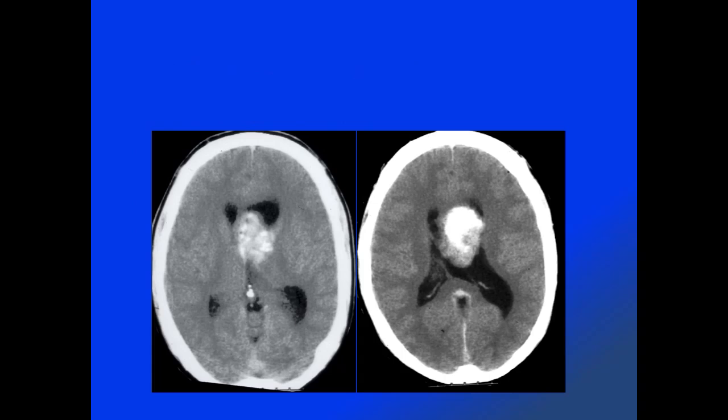CT images demonstrating a midline mass which appears to arise from the anterior aspect of the left lateral ventricle, abutting the septum pellucidum with prominent hyperdensity. At a slightly higher level, again demonstrating somewhat heterogeneous appearance and density of this mass, definitely arising from the left lateral ventricle.